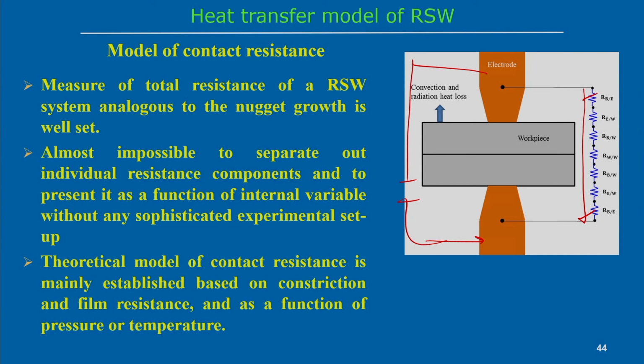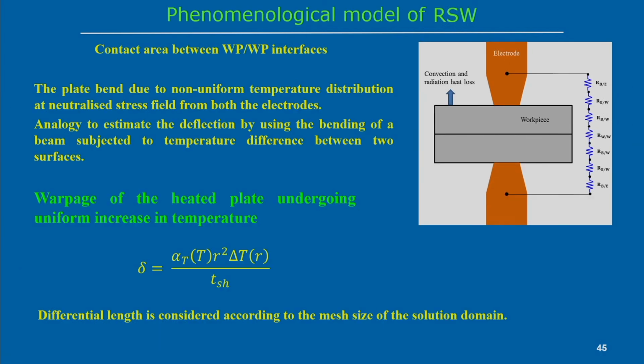So, in these cases some modeling approach, some finite element modeling approach, can help to some extent to identify the contact resistance component with some inverse approach. That we can also do. Here we can see first the contact area between the workpiece and workpiece interface. Between these two, this is the contact area. So, in this case we look at the workpiece to workpiece contact area.